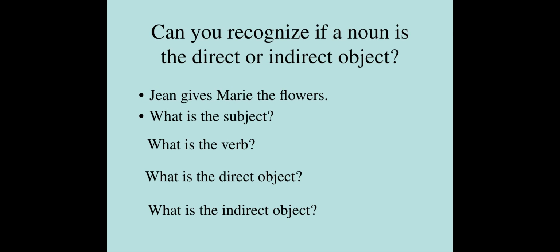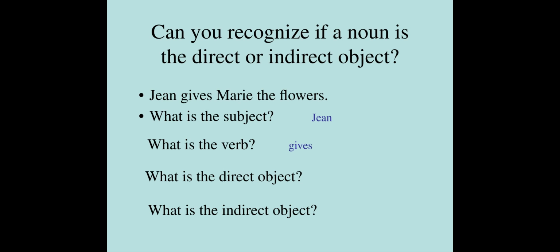So first up, can you recognize if the noun in this sentence is either direct or indirect? So I have an example in English. It says, Jean gives Marie the flowers. So in this sentence, what is the subject? Who is talking? It's Jean. And then what is the verb? What is Jean doing? He's giving something, so gives is the verb.